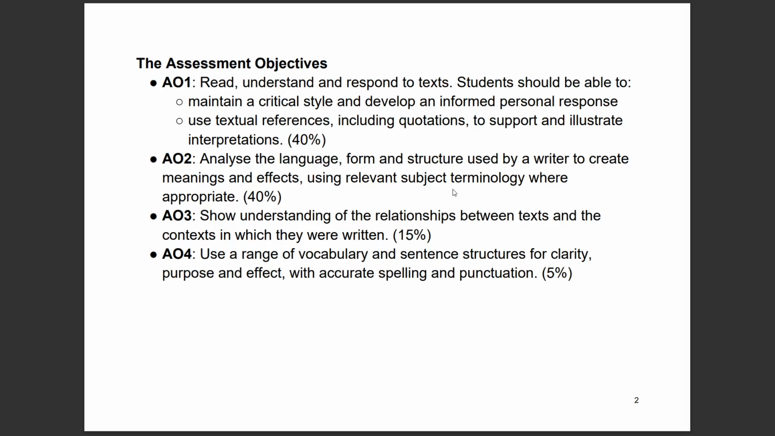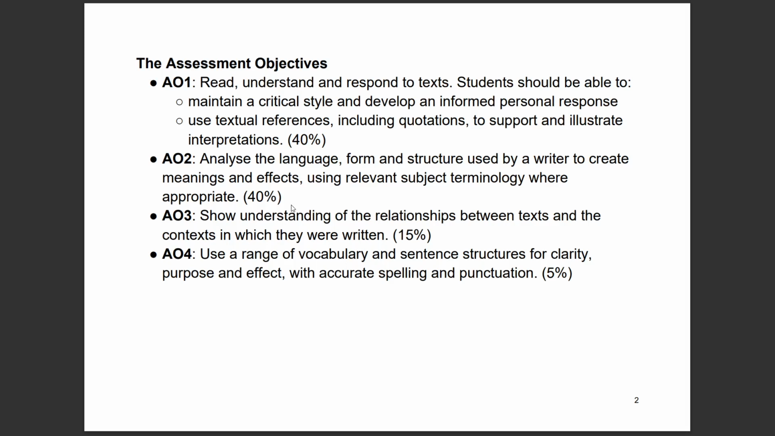So terminology means things like techniques, for example, similes and metaphors. But techniques can also mean word classes, nouns and verbs and adjectives. And like I say, not just throwing them about, but using them appropriately.